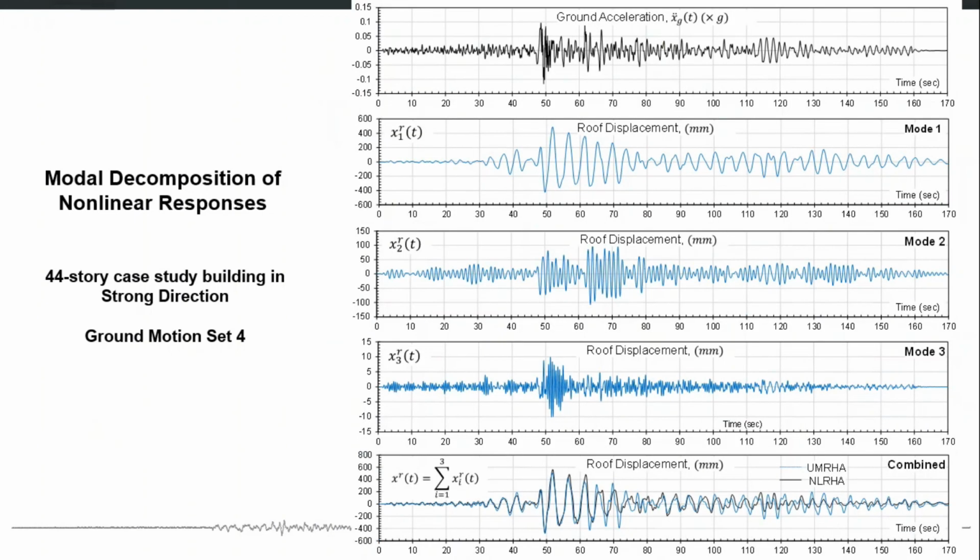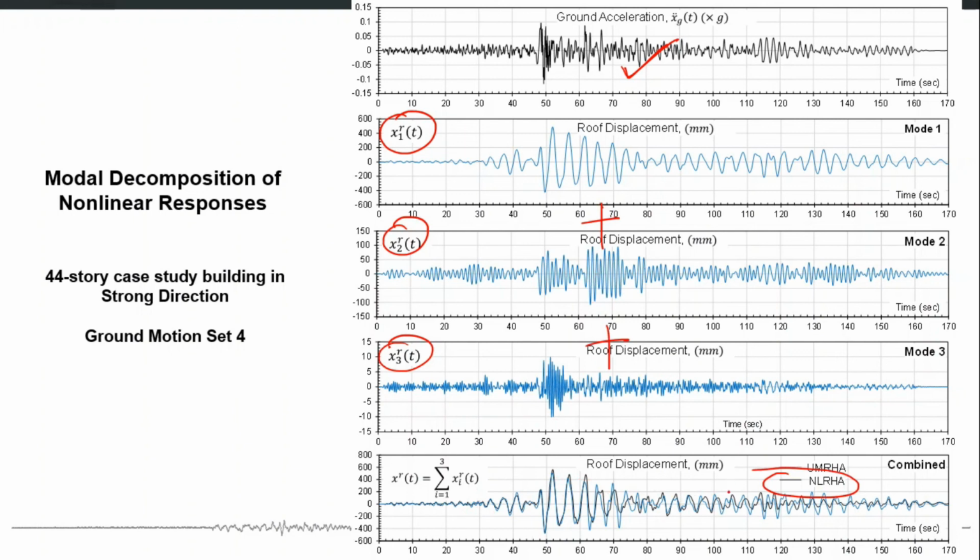In this example, you can see that this ground motion is applied. This is the roof history determined from the UMRHA procedure for the first mode, roof displacement history against that earthquake. Second mode, roof displacement history. Third mode, roof displacement history. I stitch all of them, I just add them to get this combined roof displacement history. And you can see that it is matching well with the nonlinear time history analysis.